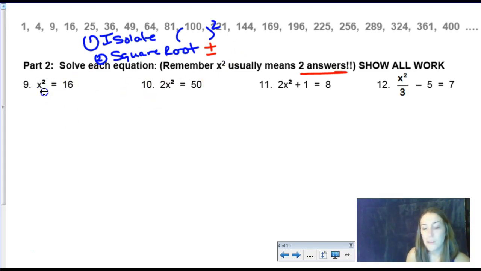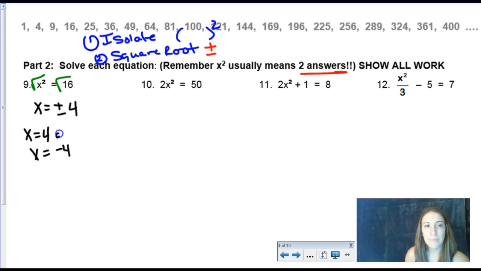So here, good news, the thing that's being squared is already isolated. So let's square root both sides of the equation. Square rooting an x squared is just x. And then here I just apply the square root, so my positive and my negative solution signs show up. And then square root of 16 is 4. You could separate your answers, x equals 4 and x equals negative 4. The plus or minus is just a shorthand way for us to write that.